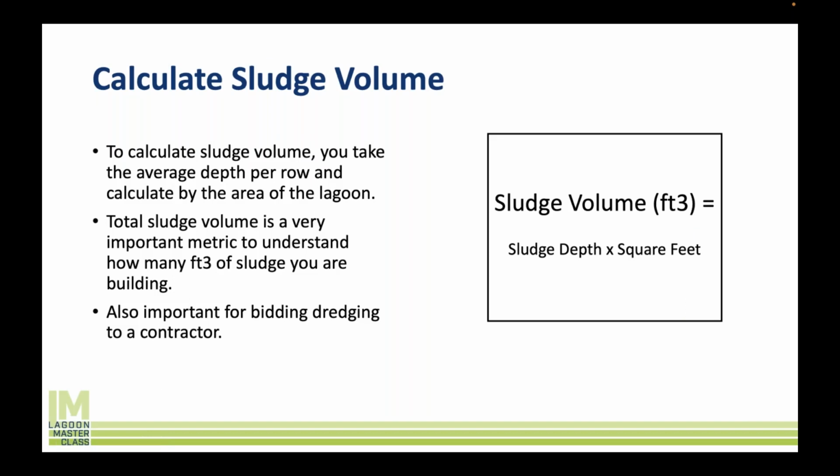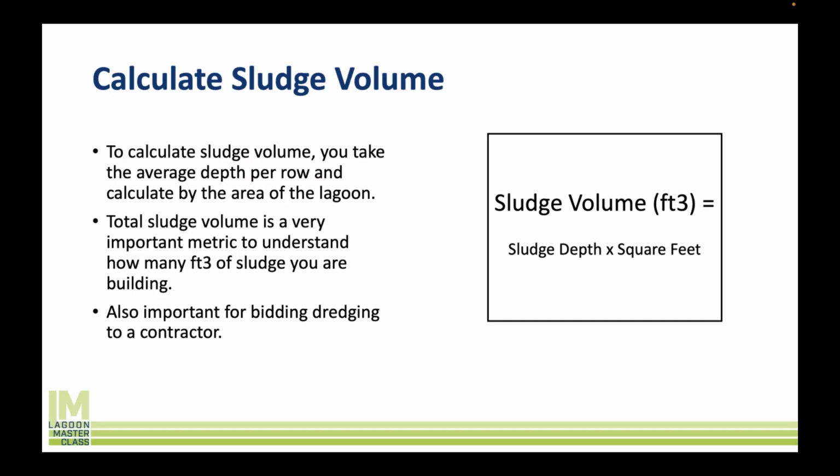So once you've got all these readings, you know what your depth is, you want to start calculating your volume, and you want to get your volume in cubic feet. So pretty simple volume calculation. You're taking your sludge depth by your square feet that you measured, and you're getting your cubic feet of volume. Pretty simple math, right? Length times width times height.